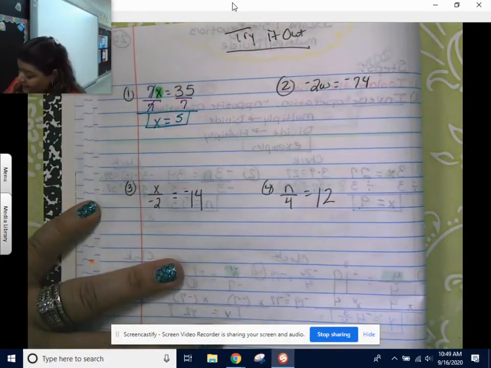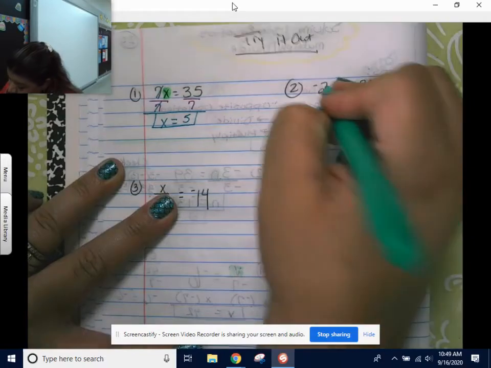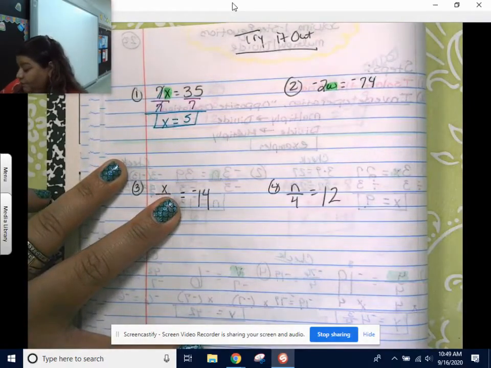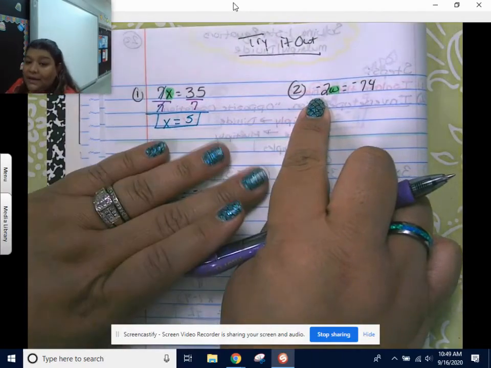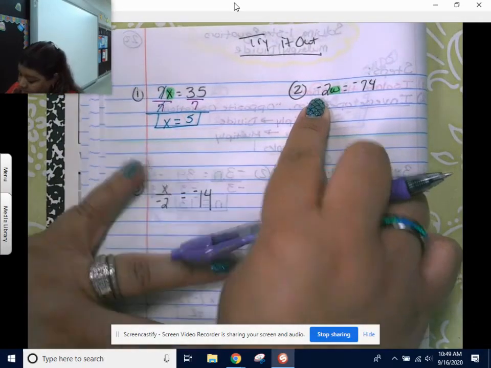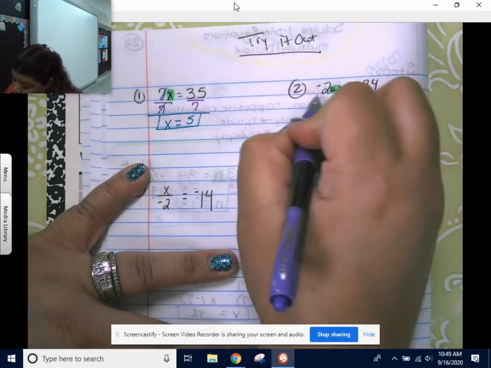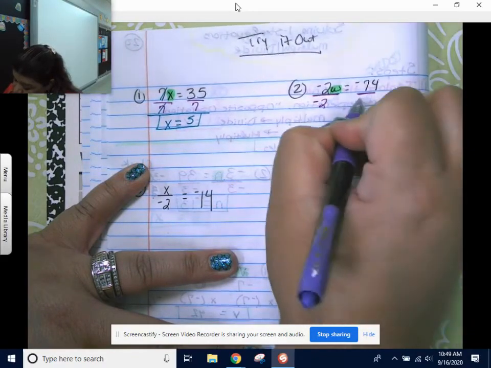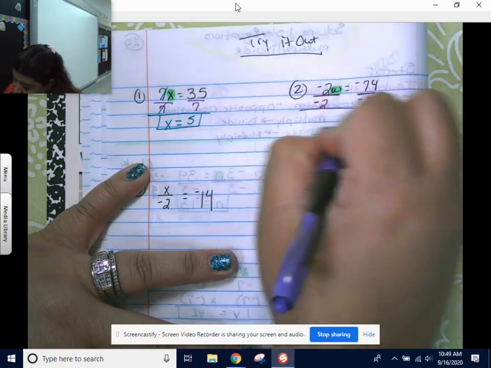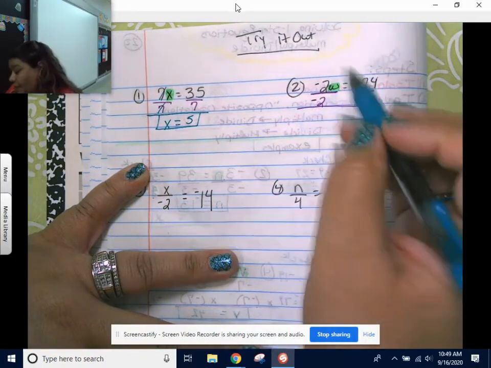Next one. Negative 2w equals negative 74. So I have to get rid of the negative 2, okay? The negative 2 is multiplying. It's not subtraction, it's multiplication. So the opposite of that would be to divide by a negative 2. The negative stays with the 2, okay? And now we do the math.